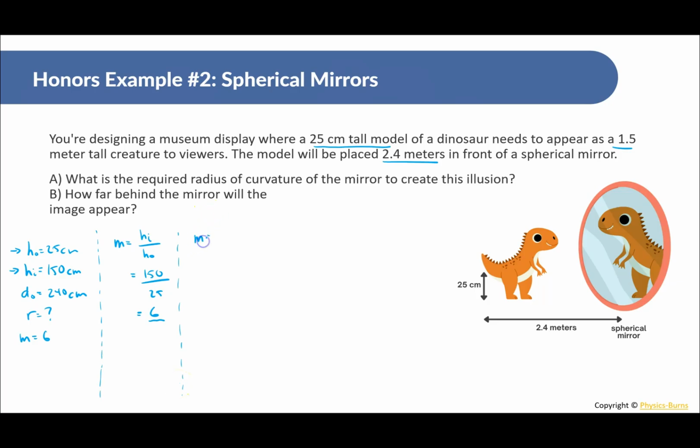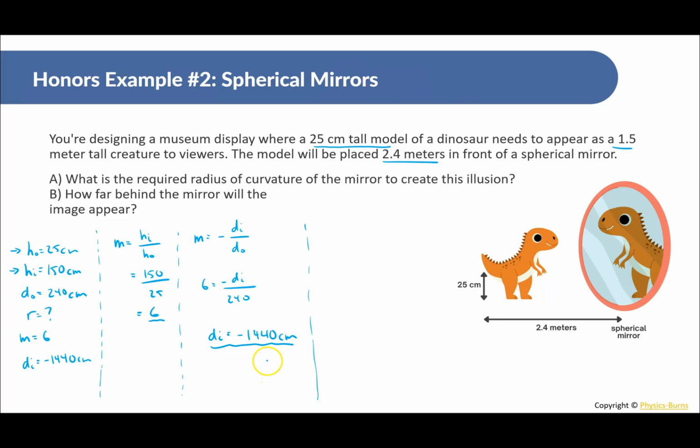Okay, now that we know that, this can help us find the distance of image. Because we also know magnification is equal to minus distance of image divided by distance of object. So we know 6 is equal to minus distance of image, which we're looking for, divided by distance of object, which is 240. So now we can do 240 times 6. And then we can see that the distance of image is going to be equal to negative. Oh no, sorry. 2 negatives, right? So it has to be a negative 1,440 centimeters. Distance of image is equal to negative 1,440 centimeters.